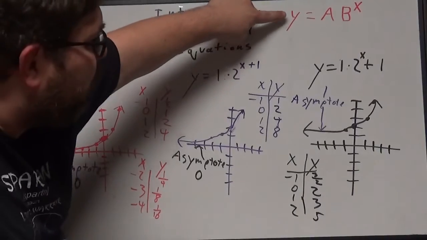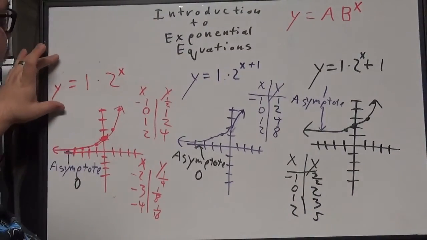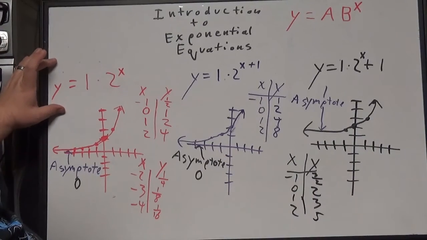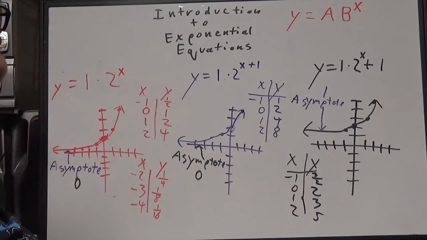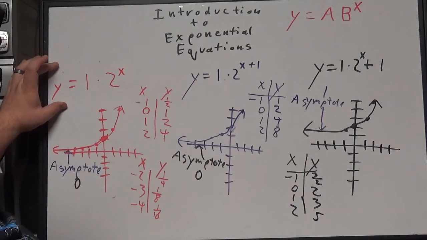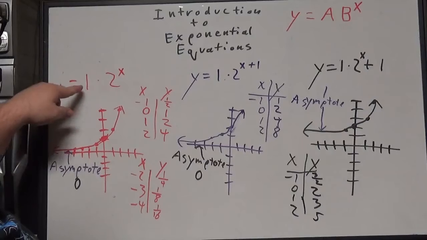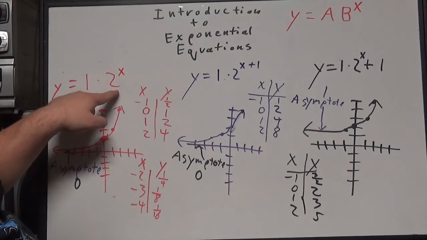this is your basic equation. The A and B are going to be given to you typically as numbers. And we have y equals 1 times 2 to the power of x. That's your basic equation, like a parent function. And for this equation, we have an asymptote of 0. We have a y-intercept of 1, and we're multiplying by 2 every time. Growth factor, fancy word for it, of 2.